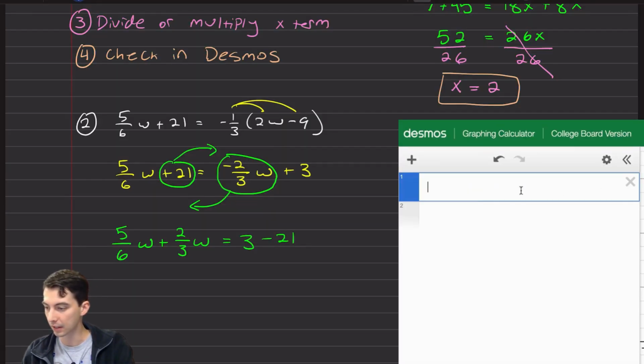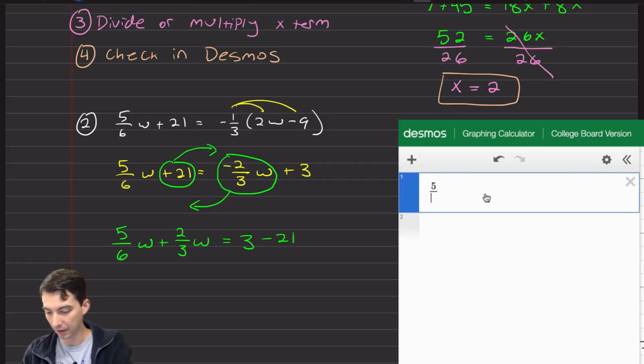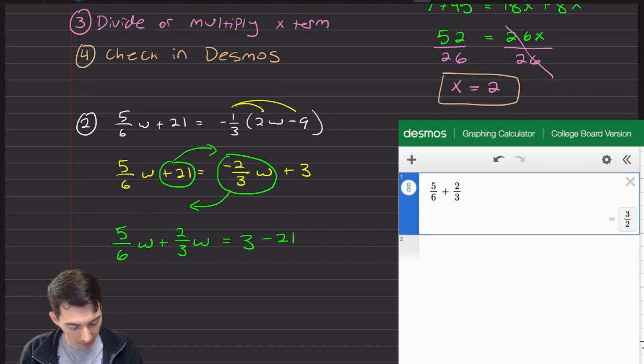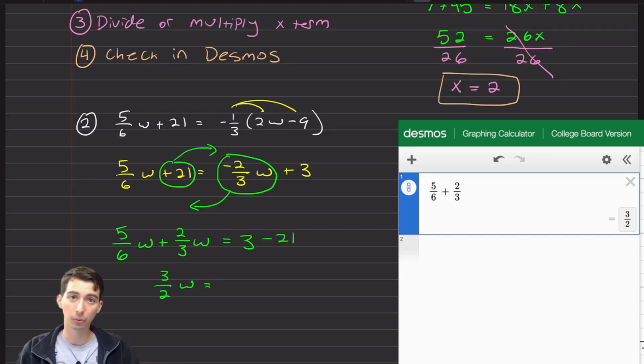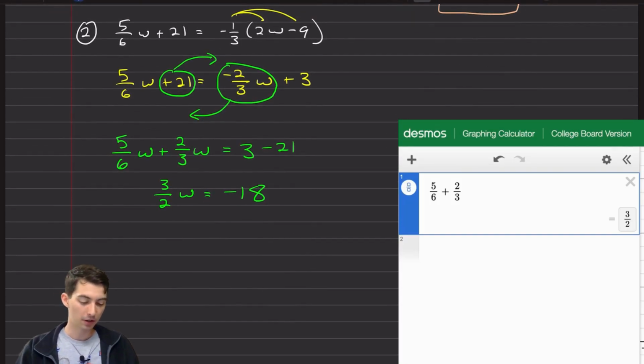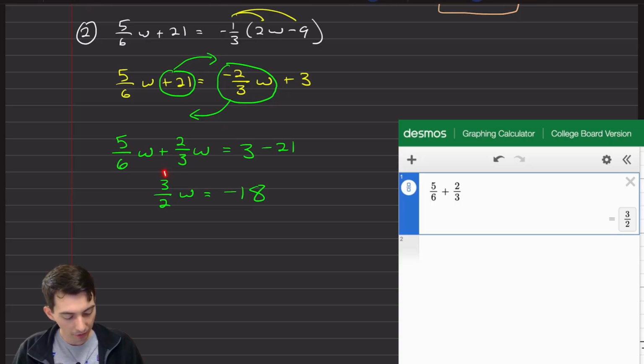So on the left here, I have 5/6 plus 2/3. And if I make that into a fraction, I'm going to get 3/2w is going to be equal to 3 minus 21, which is going to get me -18. Now on that third step in our notes, we said we're going to divide or multiply to cancel out the w. So I've got 3/2.